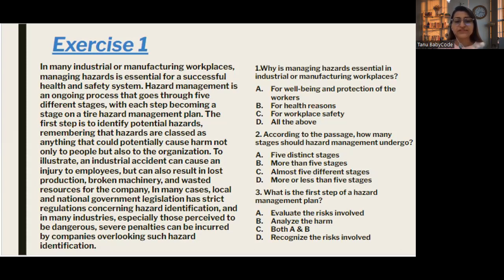Now, moving forward, the first step is to identify potential hazards, remembering that hazards are classed as anything that could potentially cause harm not only to people but also to the organization. So what it is mentioning is to identify potential hazards so that they can check what harm is happening, that could potentially cause harm not only to the people but also to the organization. So it is evaluating the risk involved, analyzing the harm, both A and B, and recognizing the risk involved. So it says that they are actually going to recognize the risk involved.